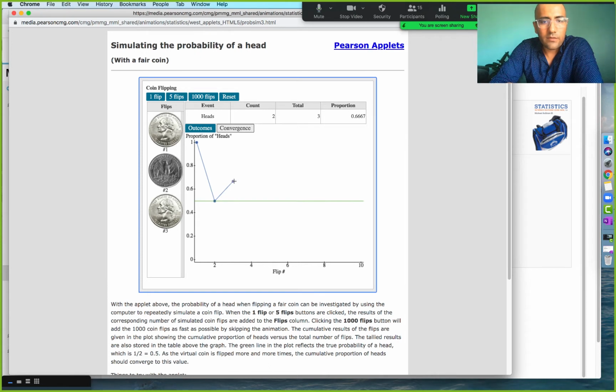I thought it was gonna show you what it is. It highlights 0.6, oh, now it does it, there it is. 0.6666666, right? That's after 3 flips.